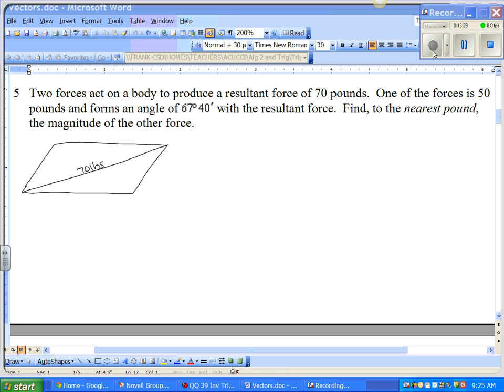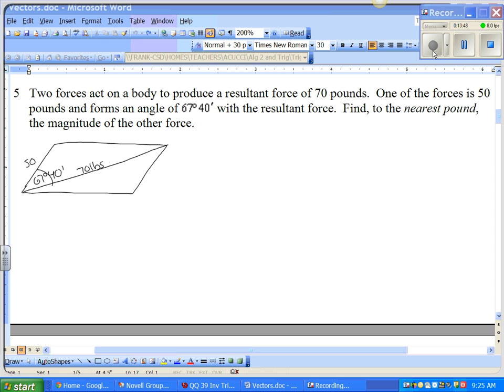One force is 50. I'm going to make it the smaller one. And it forms an angle of 67 degrees 40 minutes with the resultant force. So here's the resultant force, here's your other force. The angle has to be in between them. Okay? 67 degrees 40 minutes.